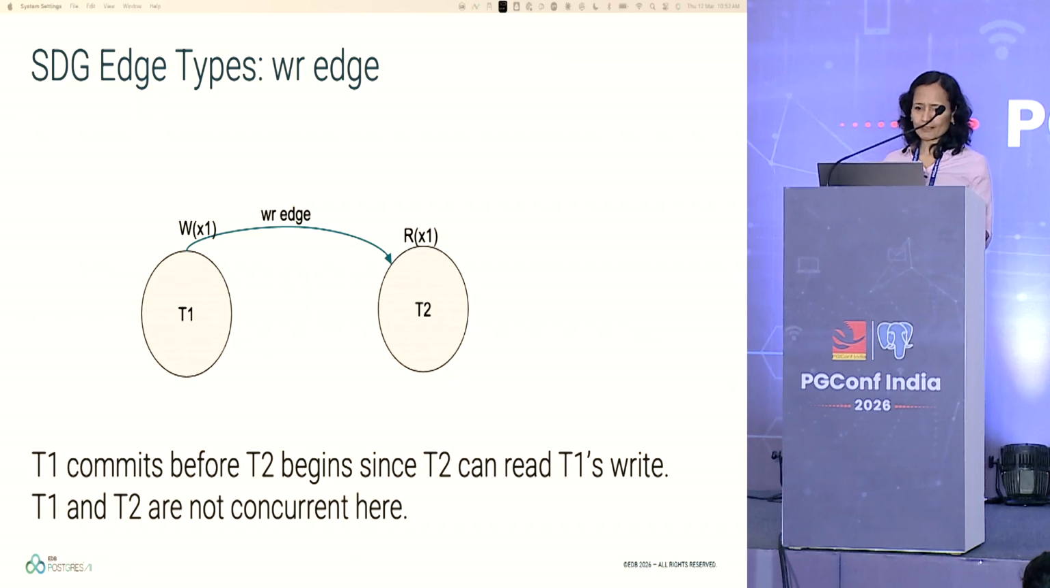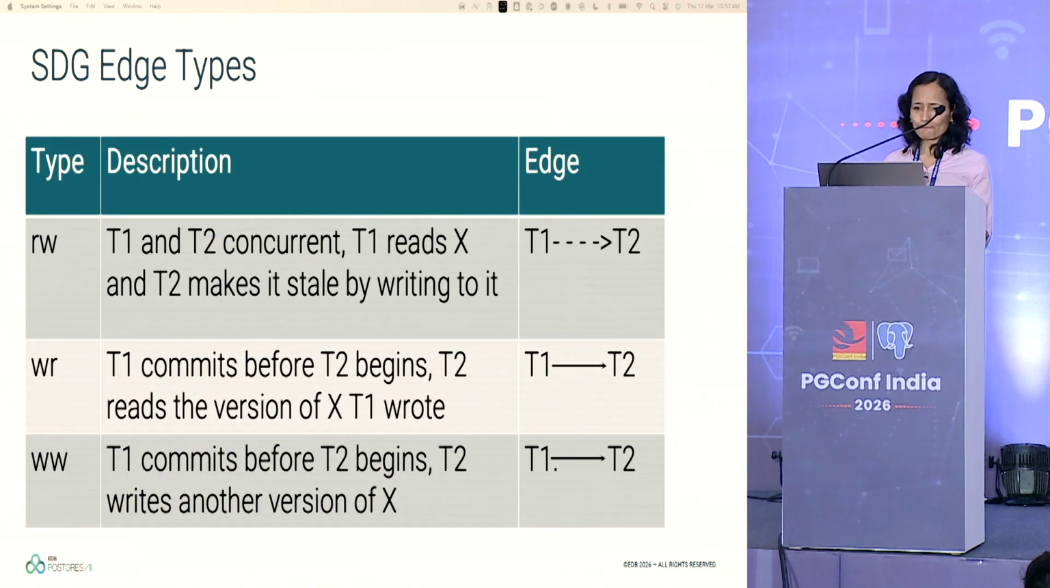So these are the three kinds of edges in SDG. RW is where T1 and T2 are concurrent, T1 reads X and T2 makes it stale by writing to it. WR is when T1 commits before T2 begins, and WW is when T1 commits before T2 begins. We will use this to look at some examples.